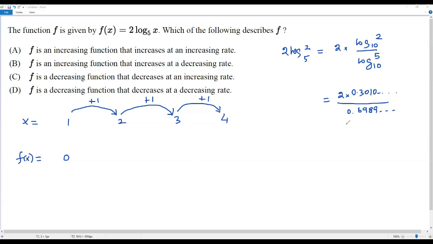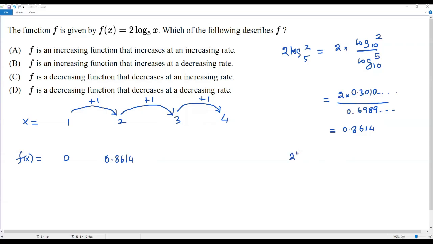So when I simplify all this, I'm getting 0.8614. I just rounded to 4 decimal places. So I got the value of 2 times log 2 to the base phi. It's 0.8614.